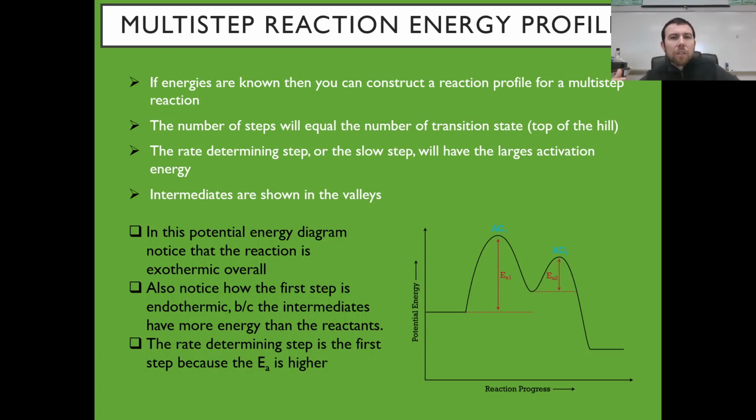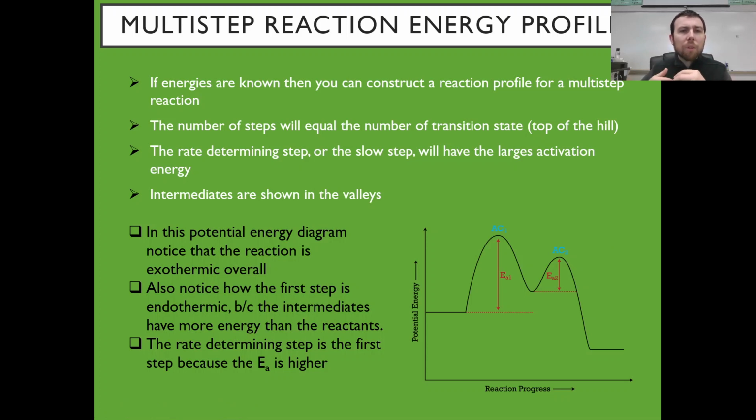Some things for us to consider if you're given something like this: a simple thing we should be able to do is determine how many transition states we have, and that will also help us determine the number of steps. If you see that there are two transition states, like what we have here, two activated complexes, that means we have a two-step reaction energy profile, a two-step mechanism.